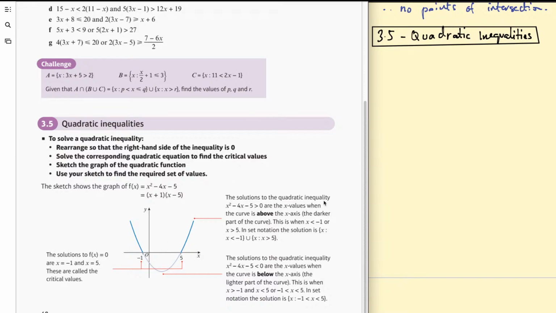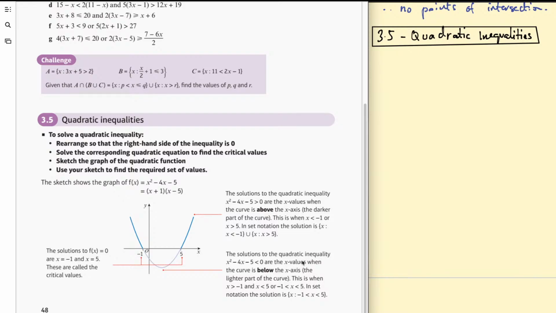The solution to the quadratic inequality, f of x greater than 0, are the x values when the curve is above the x-axis, the darker part of the curve. This is when x is less than negative 1 over here, or when x is greater than 5. The set notation is this. We looked at that in the previous session. We talked about this set notation in detail.